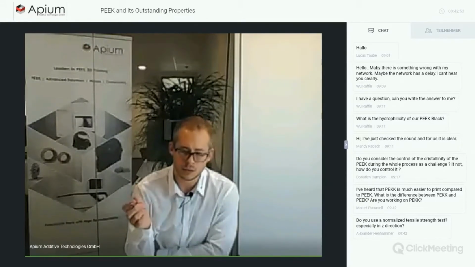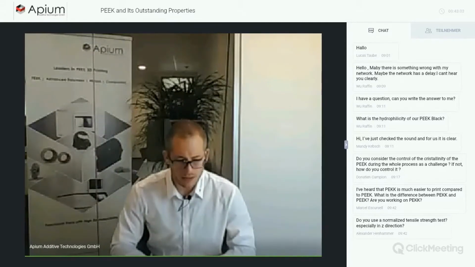PEEK is in principle from the molecular structure one more ketone group instead of an ether group, and therefore it becomes more rigid or more resistant to plastic deformation. But PEEK is something we have on our list to look into. Right now it's nothing we are working on at the moment, but it's something we will have a look into definitely.